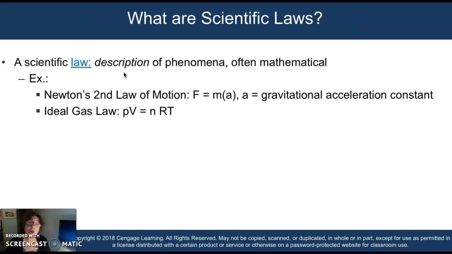And then I needed to go and test that prediction. So just to back off a bit, in terms of research, you may say, well, what is the difference between a law and a theory? Very good question.